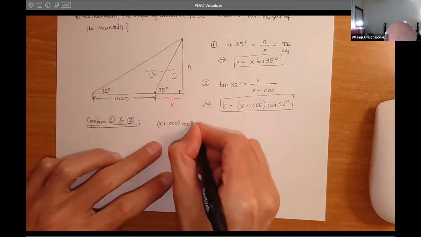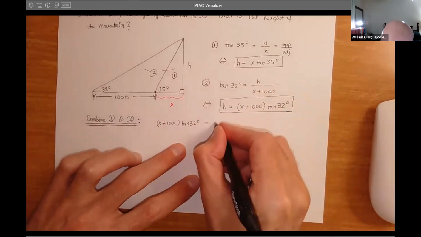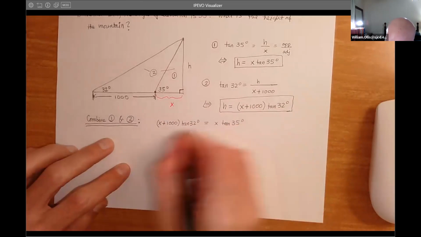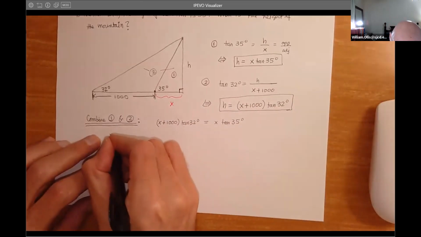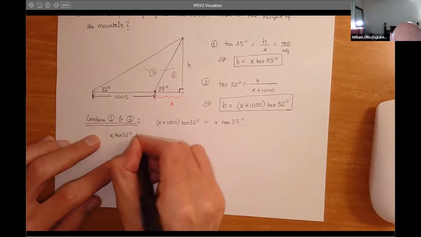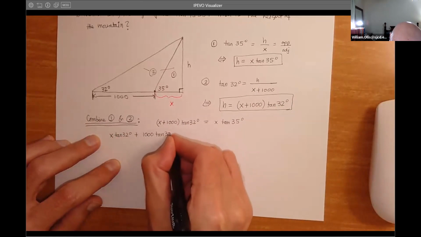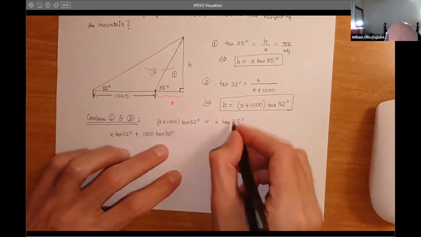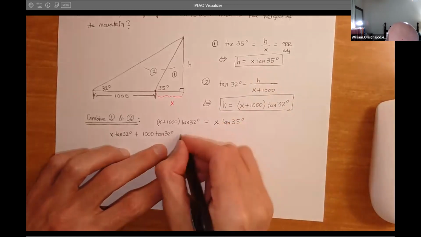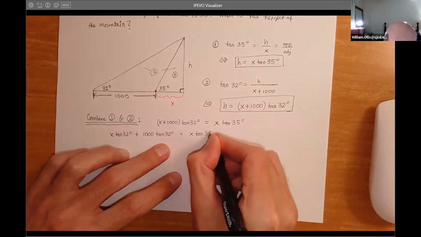times tangent of 32 degrees. We'll multiply all this out. It's like doing logarithms, equals x times tangent of 35 degrees. So now let's distribute. So we have x times tangent of 32 degrees plus 1000 times tangent of 32 degrees. And of course here, this is multiplied. So I guess I'll put that a little bit closer. And this equals x times tangent of 35 degrees.